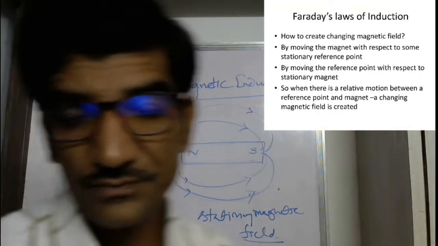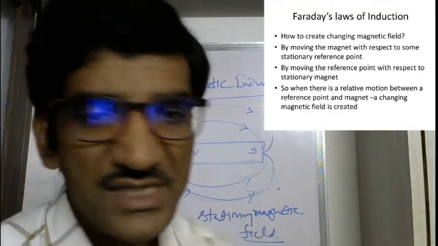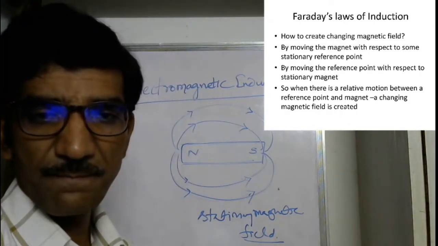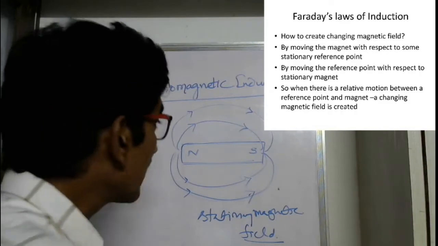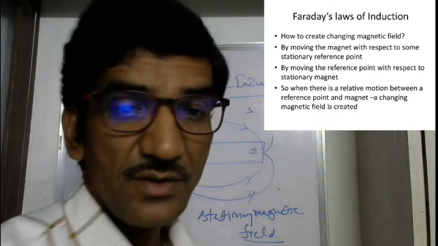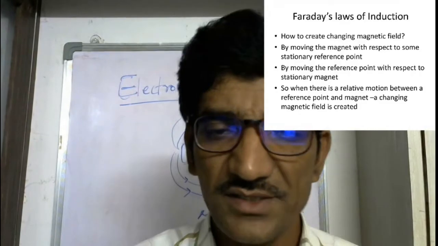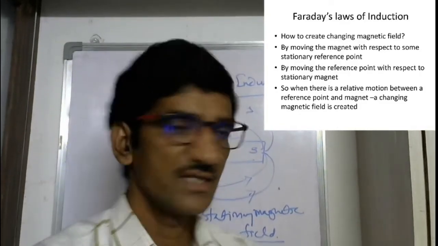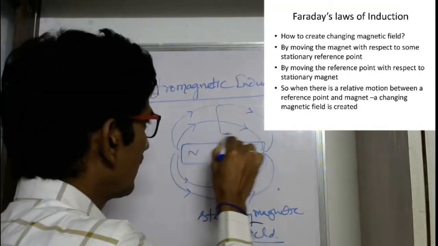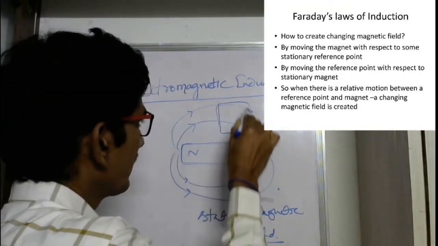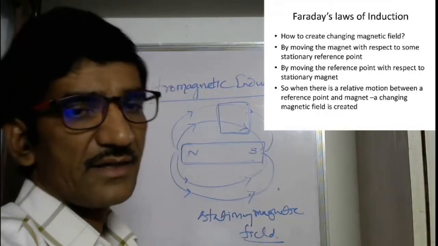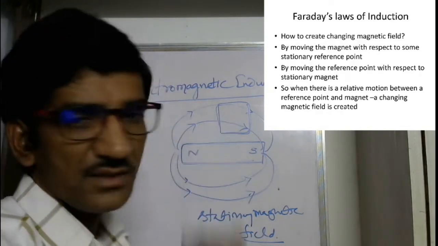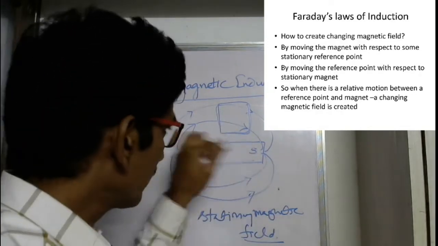When do you have a changing magnetic field? That means in one particular place, the density of the field lines should not be constant. Whenever it is constant, the field is stationary. Suppose that you are selecting this area. Here you have two magnetic field lines. At any time, why? Because it is a stationary magnetic field, you always find two magnetic field lines in this area.